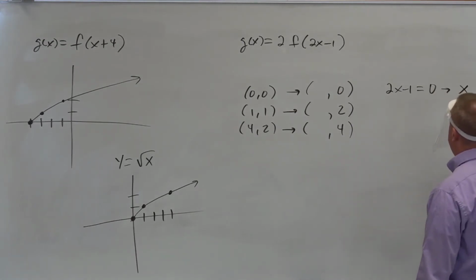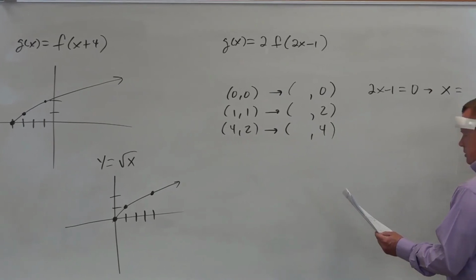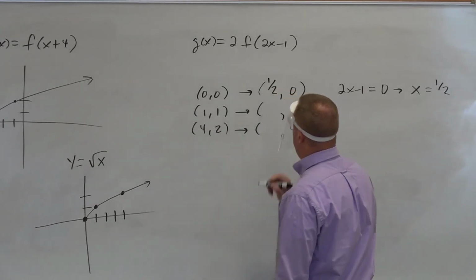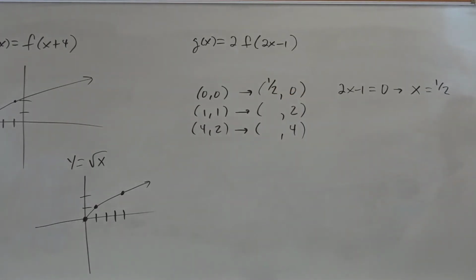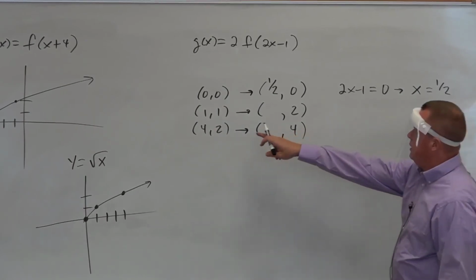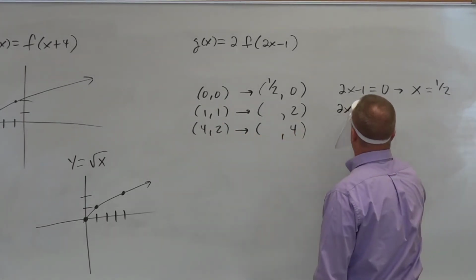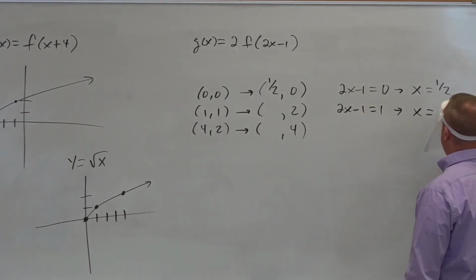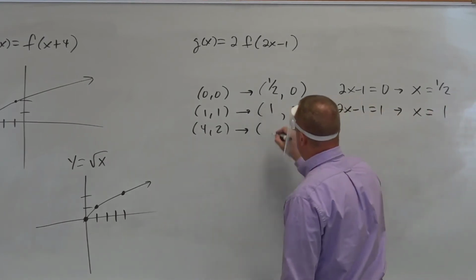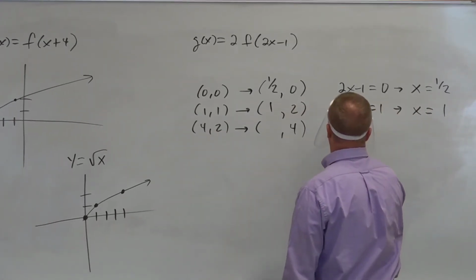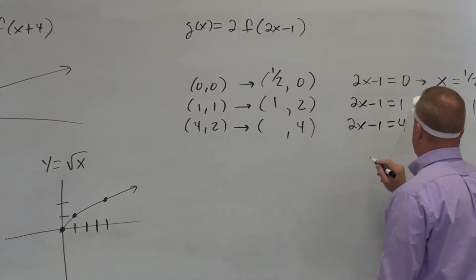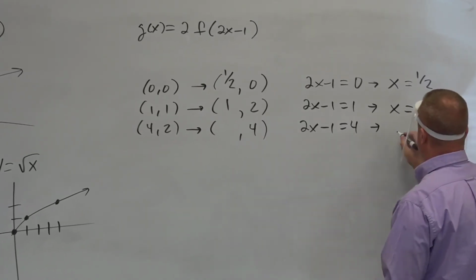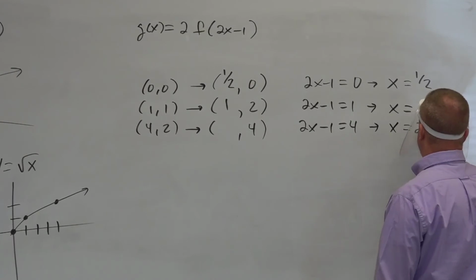If I solve that, that means my x there will change. I'll add 1, divided by 2 will be 1/2. So that now will become 1/2, 0. Okay. Same thing here. When x is 1, I will add 1, that is 2, divided by 2 is 1, so x will become 1. And then for 4, add 1 is 5, divided by 2, 5 over 2 is 2 1/2.